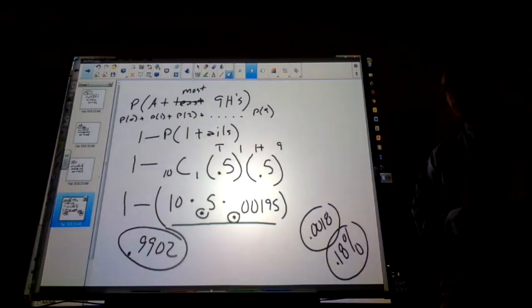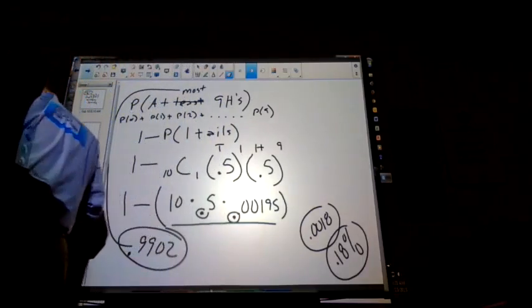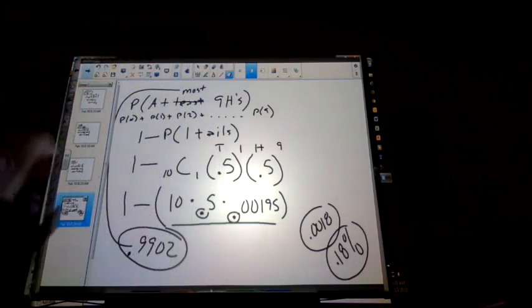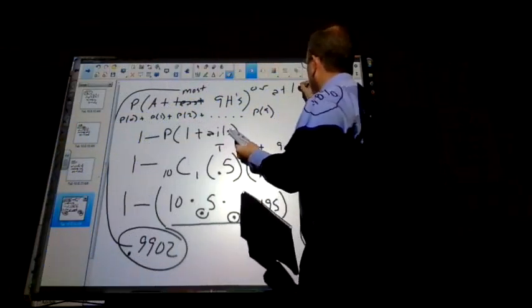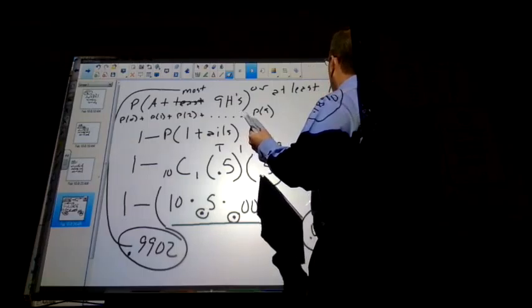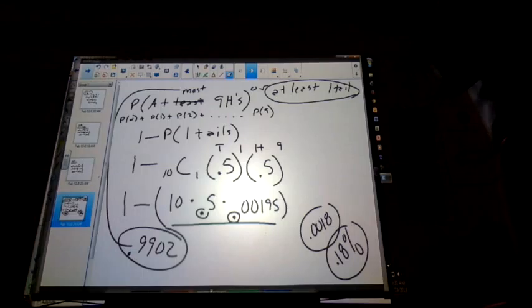And then the 99.02 is the at most. No, that's for the at least 1. So this, yeah, at least 1 tail. So that was at most 9 heads or at least 1 tail. I'll go with that. Let's just move on to number 3.